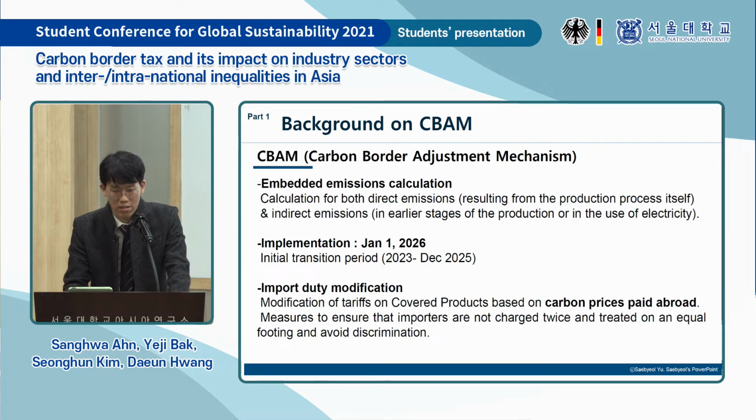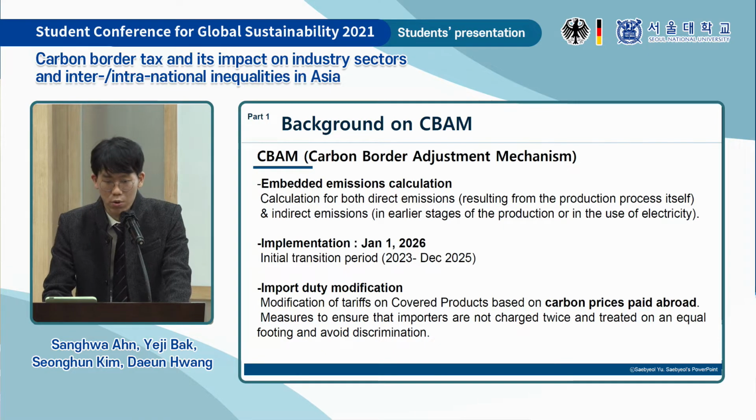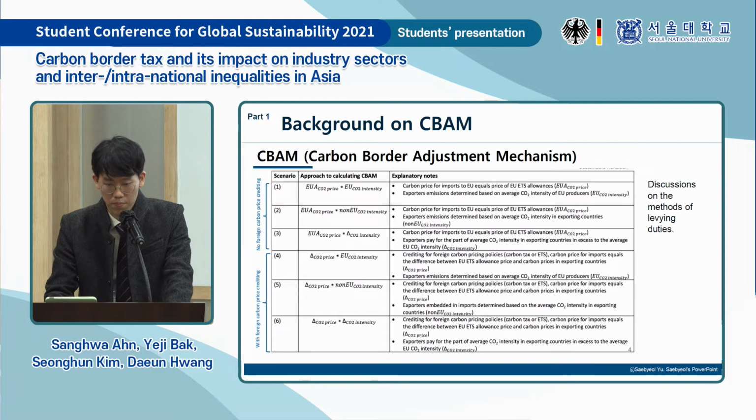For the details, embedded emissions of the imported products will be calculated for both direct and indirect emissions and be taxed. After a 3-year transition period, it will be implemented in 2026. Through modification, carbon prices that were already paid abroad would be considered. But CBAM is at the step of a formally adopted proposal, and the details of the levying methods are now in discussion.